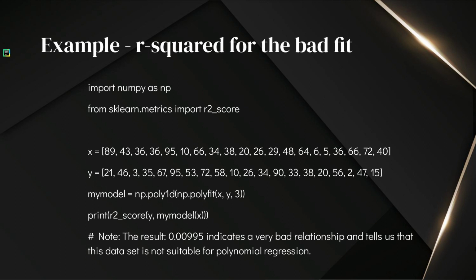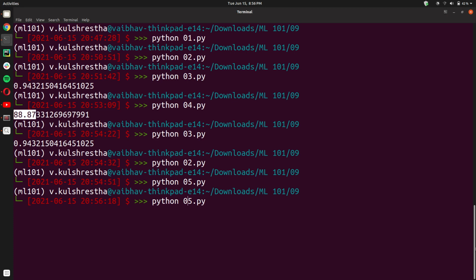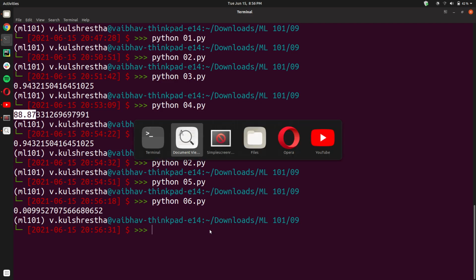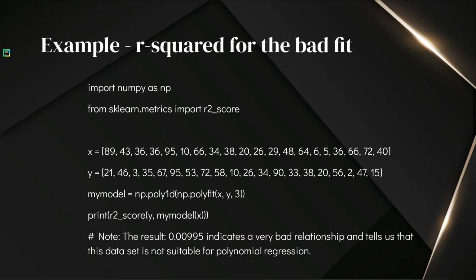Now when I find out the r-squared, you will see that I get a very poor value. I get a value of 0.0099, which is just greater than 0. This means that x and y are barely related, if at all, and that is why you should not use regression here.